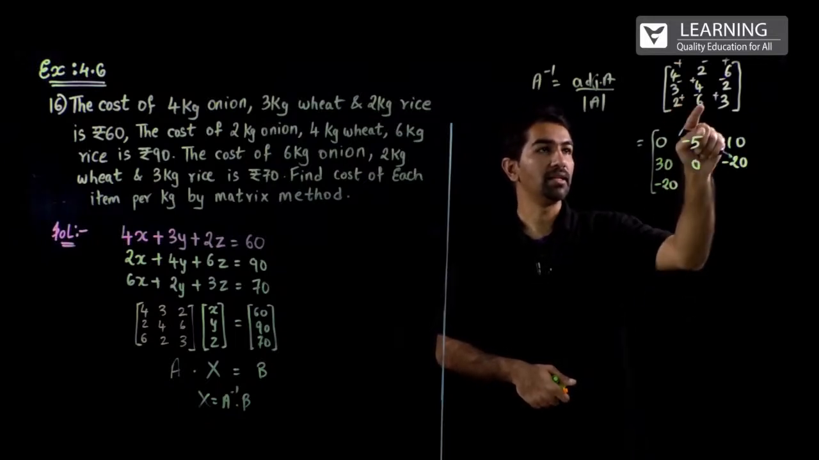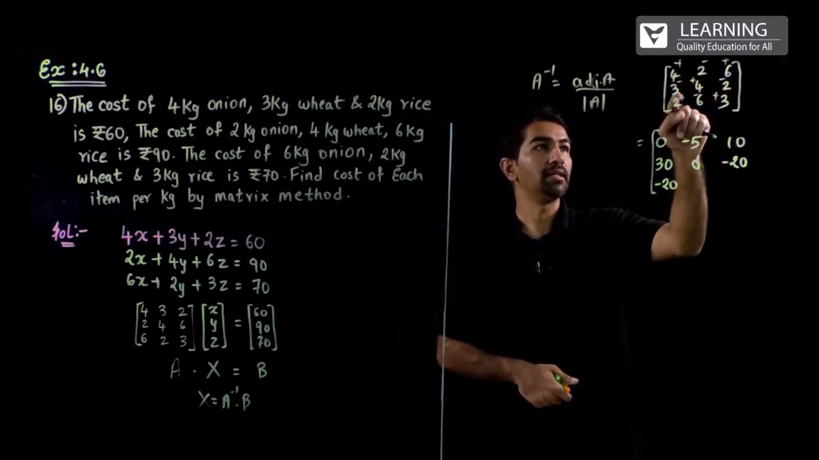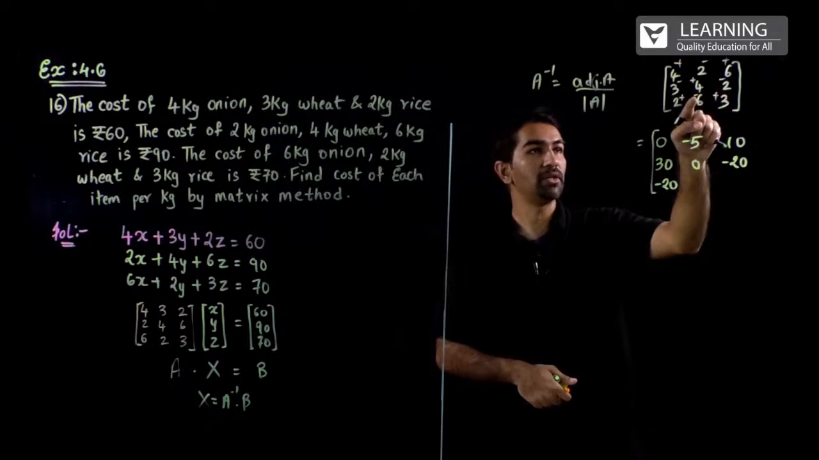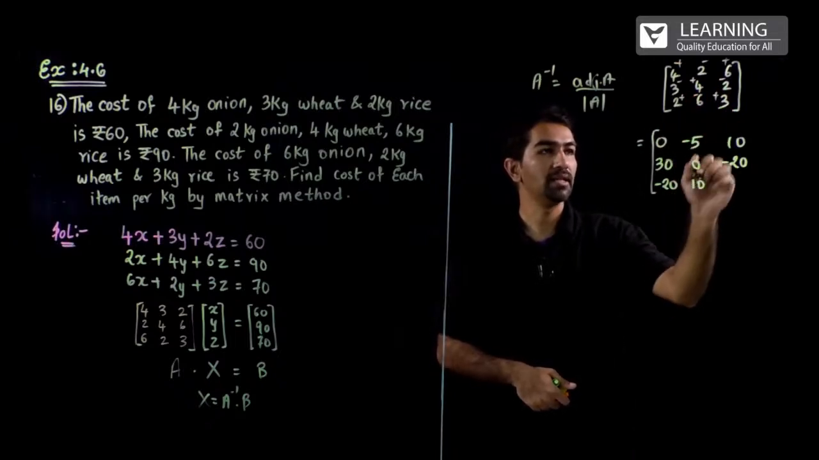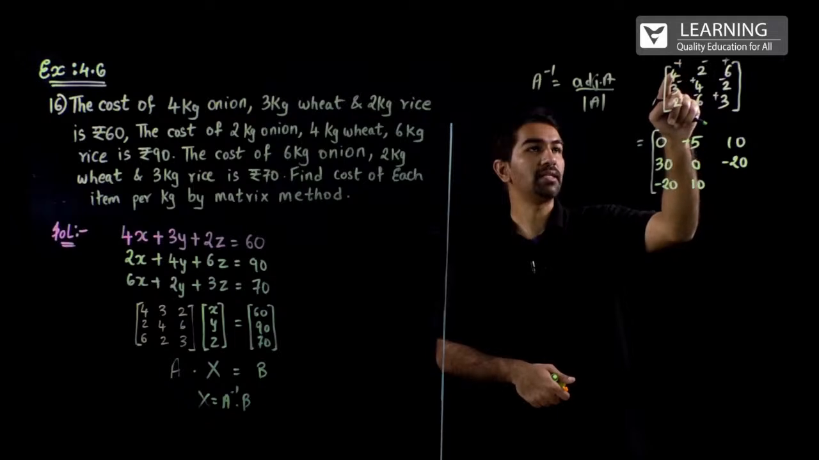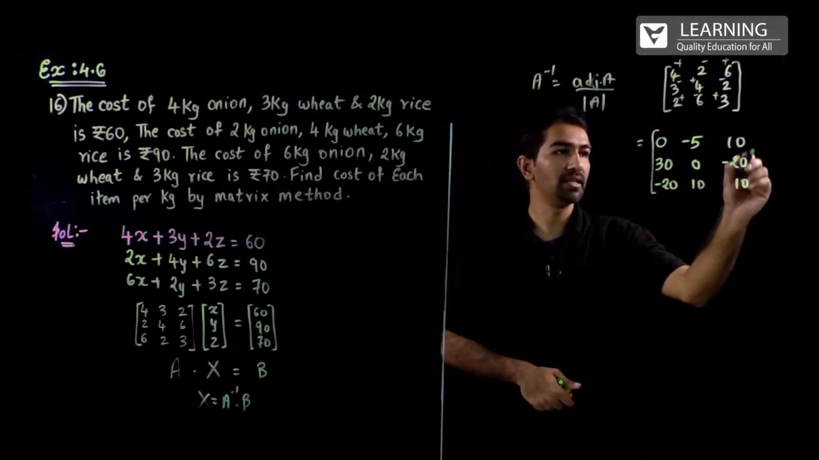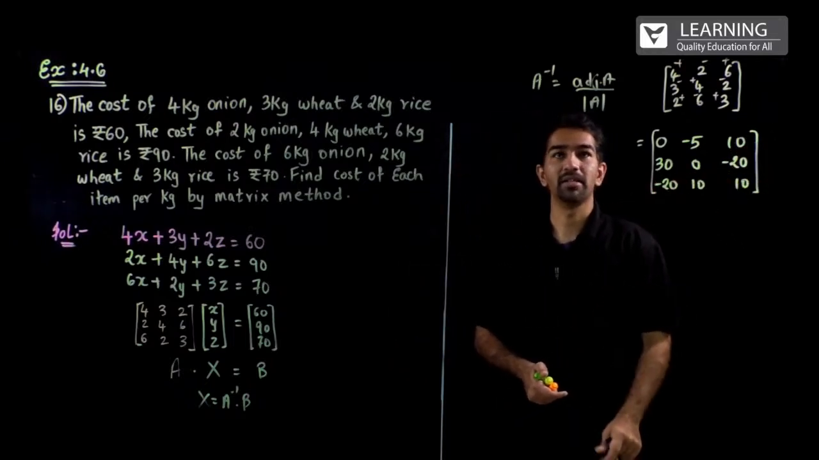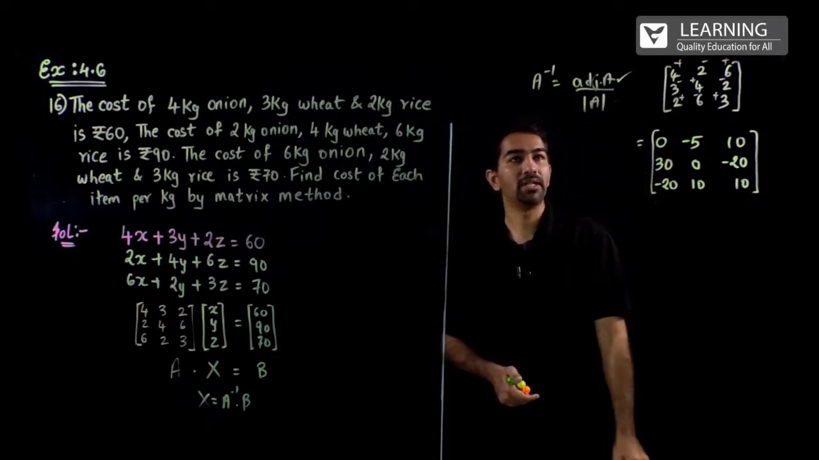Here again, 8 minus 18, correct? 8 minus 18 is minus 10, minus 10 multiplied with the cofactor minus, so it will become plus 10. And the last one, 16 minus 6 is 10, so 10 we will write as it is. So what is this? This is our adjoint. Adjoint is done. Now we have to find out the determinant of A.